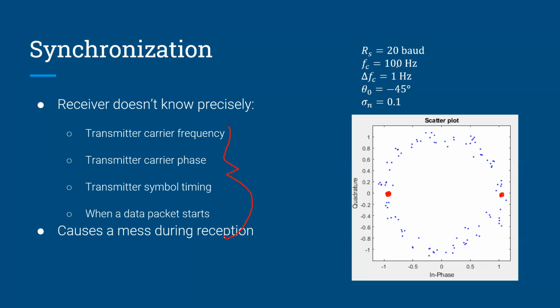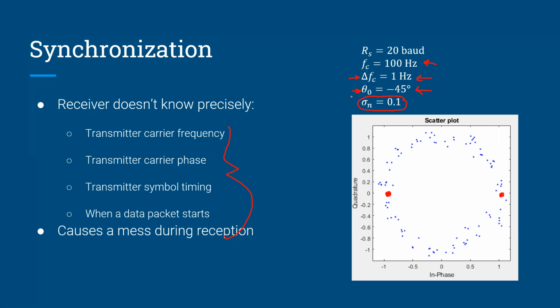Here, I have a carrier frequency of 100 hertz. It's pretty small, but go with it. The receiver has a carrier frequency of 101 hertz, and a phase offset with respect to the transmitter of minus 45 degrees. There's also some noise, but that's not what's causing this weird pattern here. What is causing this weird pattern is a combination of the phase offset and the frequency offset.